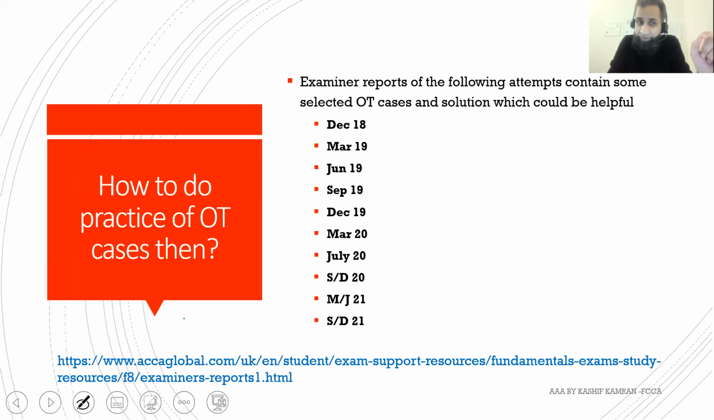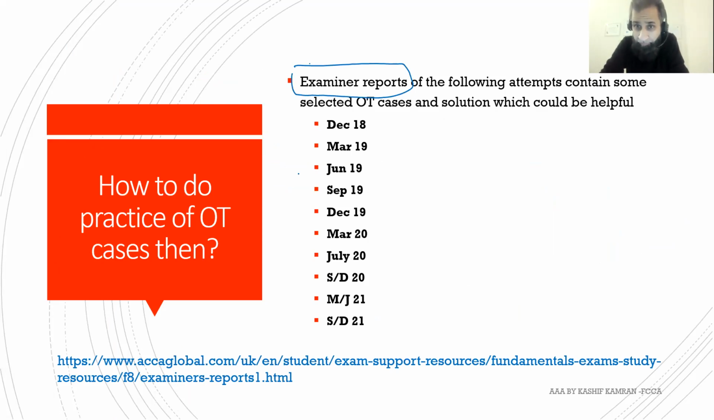How to practice OT cases when you have so little material available on the platform and in the past papers? Something you can do here is utilize the examiner reports. When you go to the AA website, you have examiner reports available. The examiner reports contain a commentary of what the students have done well and what the students have done badly. It is something very good that you should read the examiner reports.